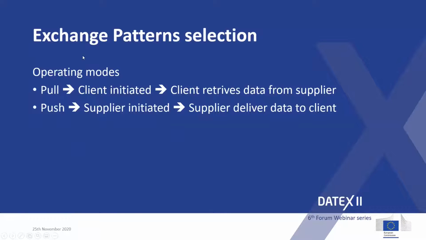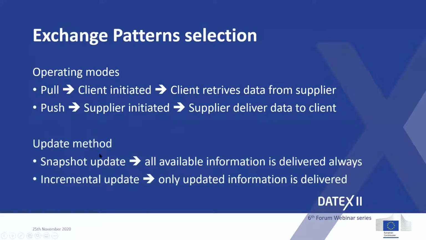And how do we do the exchange pattern selection? We also take into consideration the operating mode. We have pull, that is client initiated: the client retrieves data from the supplier. The push is supplier initiated: the supplier delivers data to the client. And then the update method is relevant. We have a snapshot update, in which all available information is always delivered to the client, and an incremental update, when only updated information is delivered.